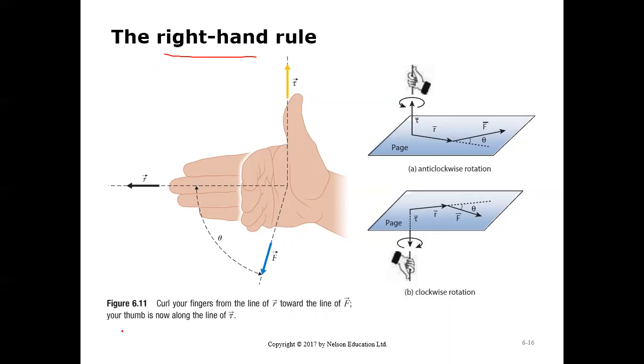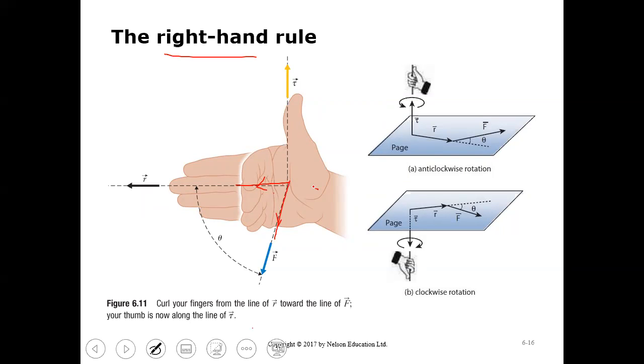Then point your fingers, other than the thumb, in the direction of R. First, you have to bring the vector R and vector F together, tail to tail, okay? It's the starting point. Then you point your fingers in the direction of R, and curl the fingers towards the force F, and the thumb will show the direction of the torque.